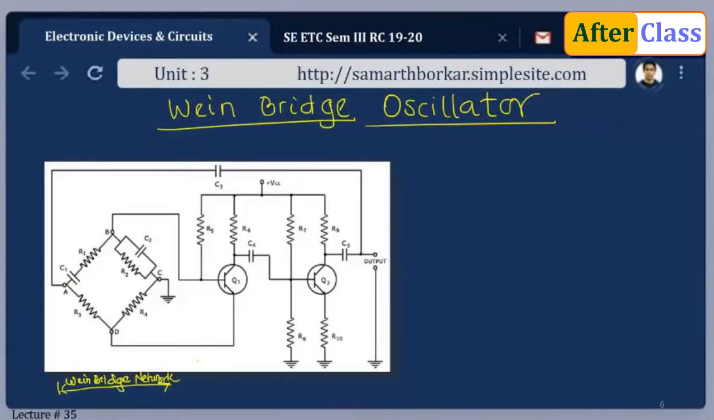Okay, Wien bridge network. So this is one of the most popular types of oscillators which are used in the audio and sub-audio frequency range. So if my application demands to generate a frequency of 20 Hz to 20 kilohertz, then I have the option to go for a Wien bridge oscillator. The second option is the RC phase shift, but this Wien bridge oscillator provides much more stable output.